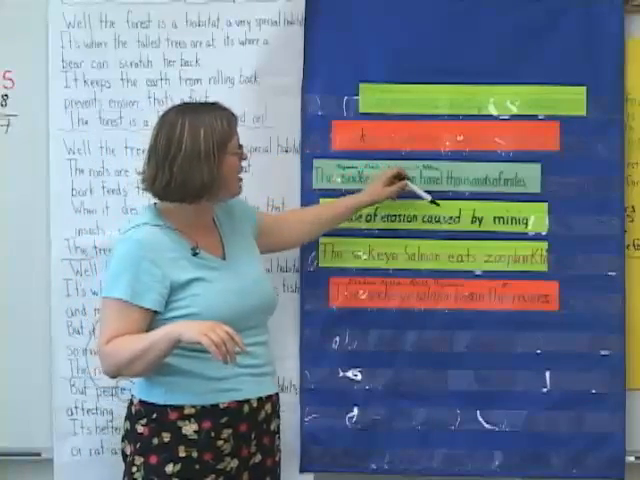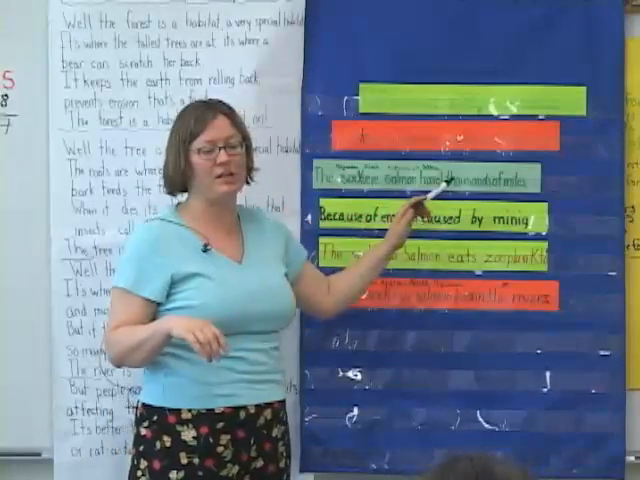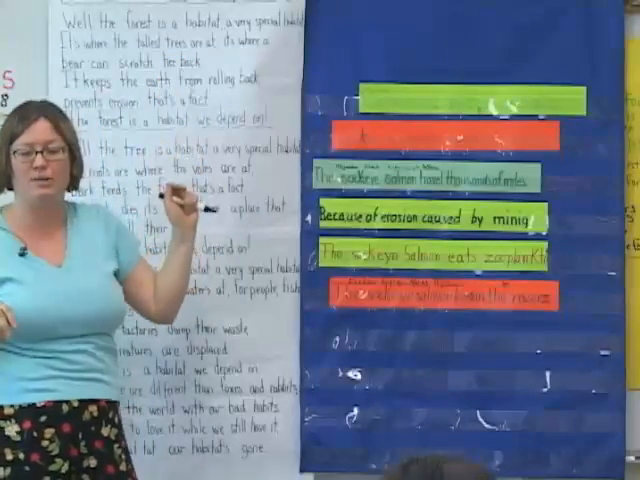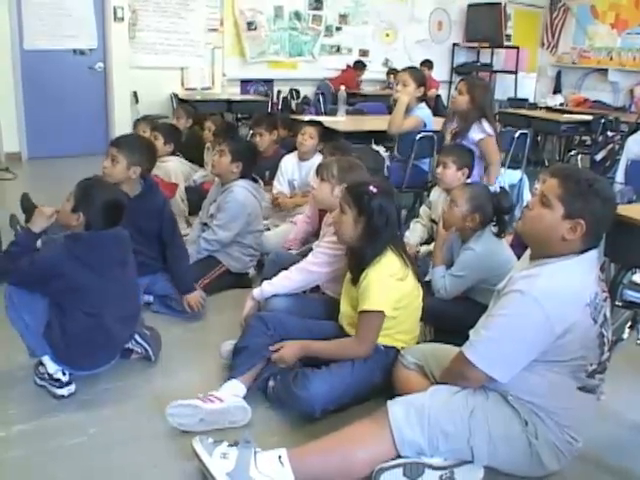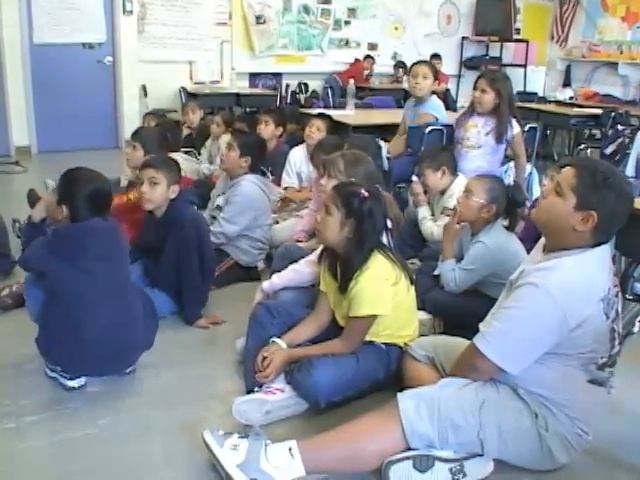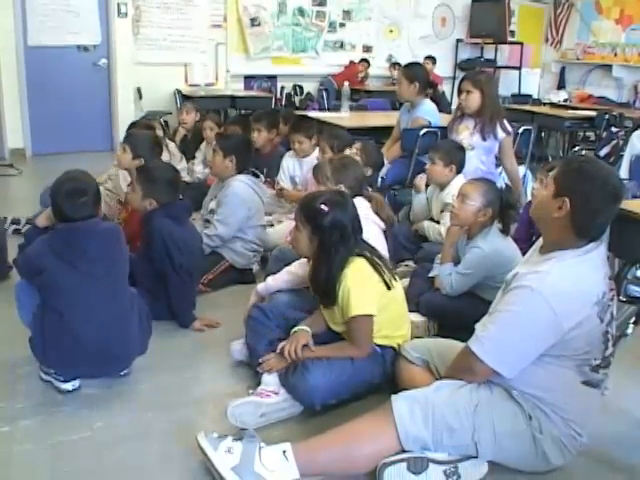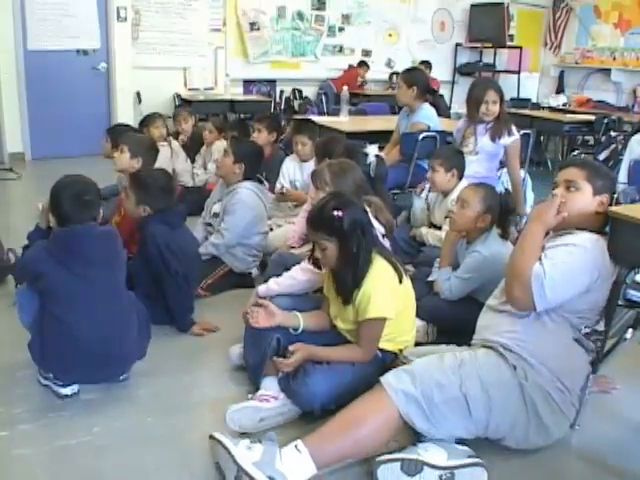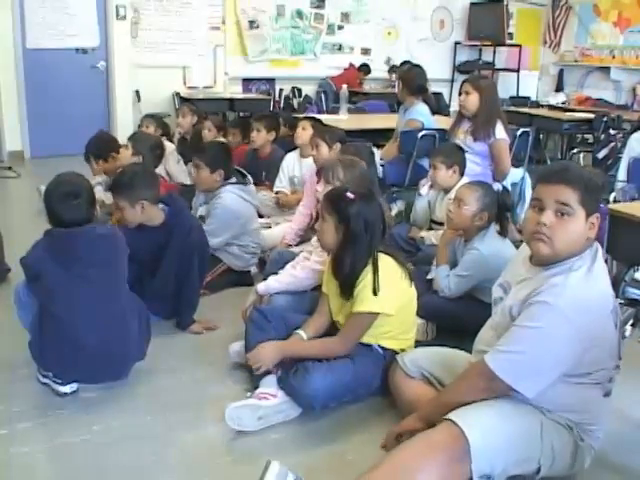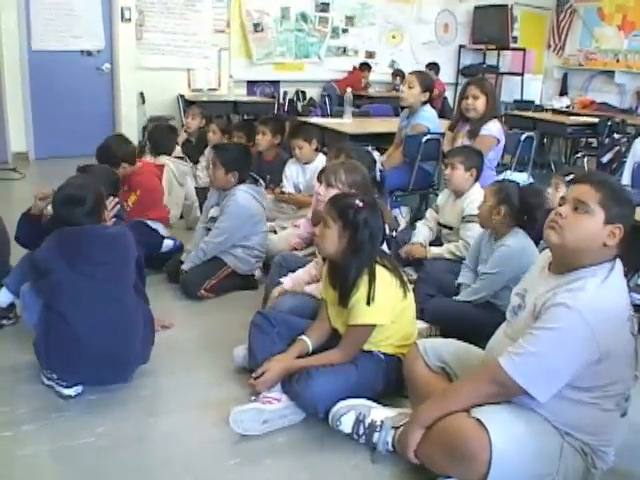Because of erosion caused by mining. Well, I see we have a capital and a period, and we have some good information here. Does it sound right? No. Raise your hand if you have another way you think we could say it, so it would sound like a complete sentence. Alex, what was your group supposed to tell? You were supposed to tell why they are endangered. Okay, so do you think you could put that in here to make it sound like a complete sentence? This is a good answer because of erosion caused by mining, but we want a complete sentence.